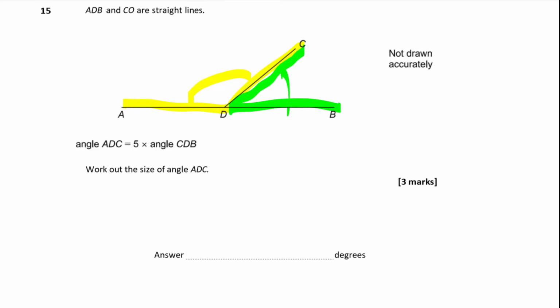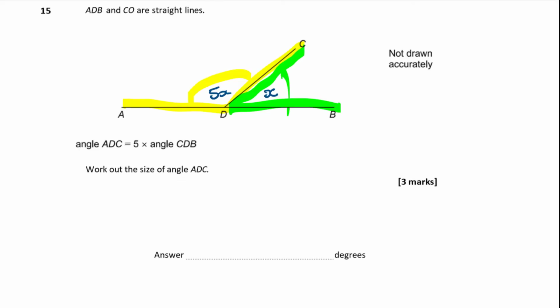Again, it's one of those situations where we're comparing two things and we don't know what the thing is that we're comparing. So I'm going to use a bit of algebra again. Let the smaller one be x, and then the larger one is going to be 5 times bigger. 5 times x is 5x. Okay. Now I do know that angles on a straight line sum to 180 degrees.